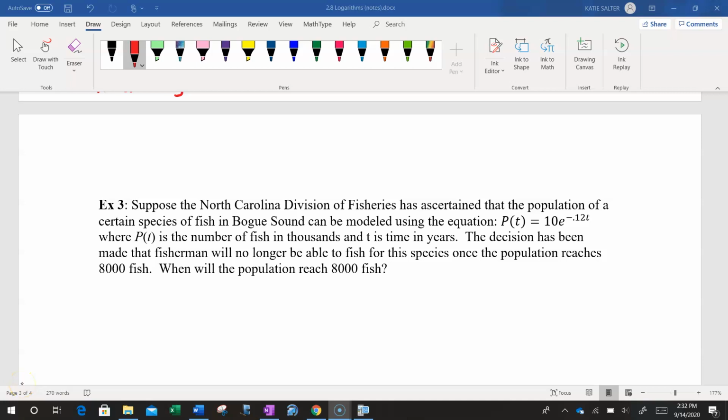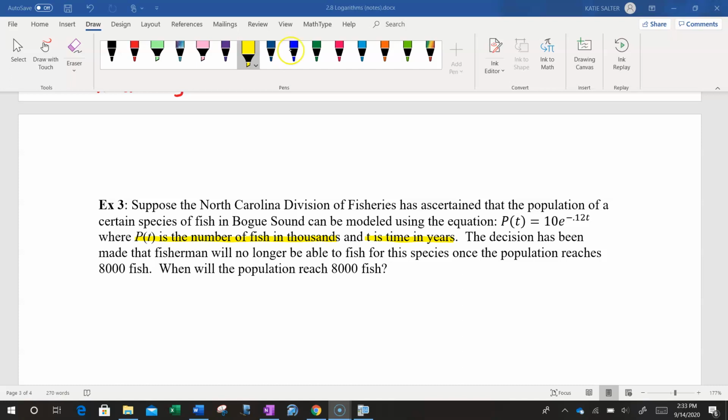Okay, so example 3. Suppose the North Carolina Division of Fisheries has ascertained that the population of a certain species of fish in Bogue Sound can be modeled using the equation P of t equals 10e to the negative 0.12t, where P of t is the number of fish in thousands and t is time in years. And that's really why you need to pay attention to what your variables stand for in your function. The decision has been made that fishermen will no longer be able to fish for this species once the population reaches 8,000 fish. When will the population reach 8,000 fish?